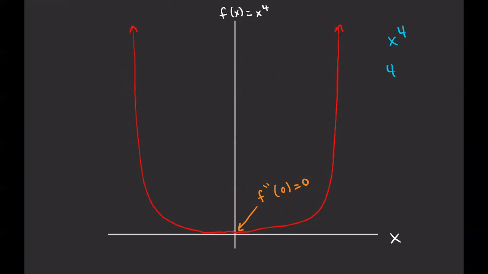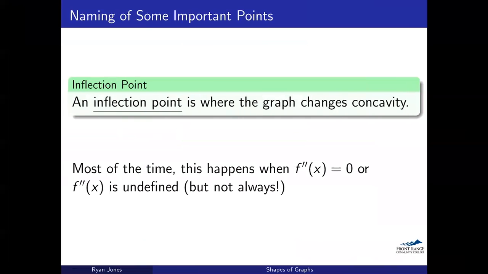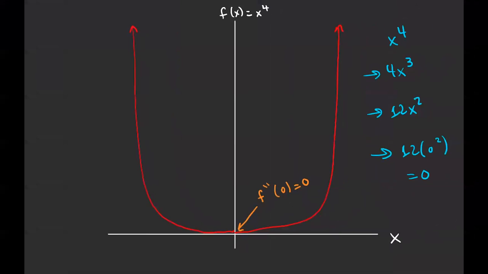x to the fourth, 4x cubed is my first derivative. My second derivative is going to be 12x squared. If I evaluate that at 0, that's going to give me 12 times 0 squared, which is just equal to 0. So you can see the second derivative is in fact 0 at that point, but the graph does not change concavity. So I can't emphasize that enough. An inflection point is where the graph changes concavity. It is not necessarily where the function has a second derivative equal to 0 or undefined. A lot of the time that happens, but not all the time, as in this case right here.